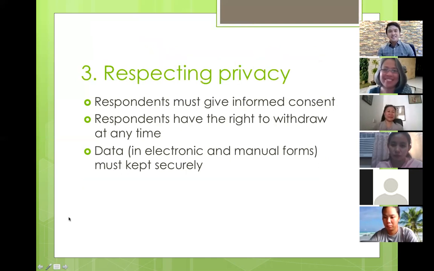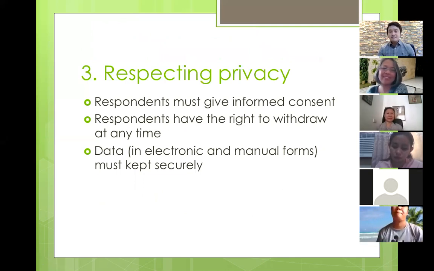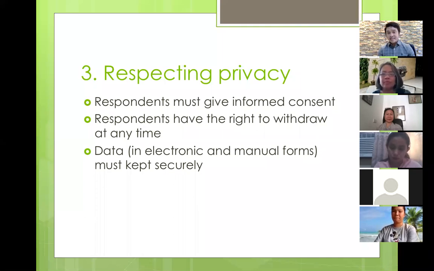Welcome. All right. So the third part is respecting privacy. Respondents must give informed consent. I mentioned that a while back. And respondents have the right to withdraw at any time. You cannot force them. And data, either in electronic or manual forms, must be kept securely. Must be kept in private.